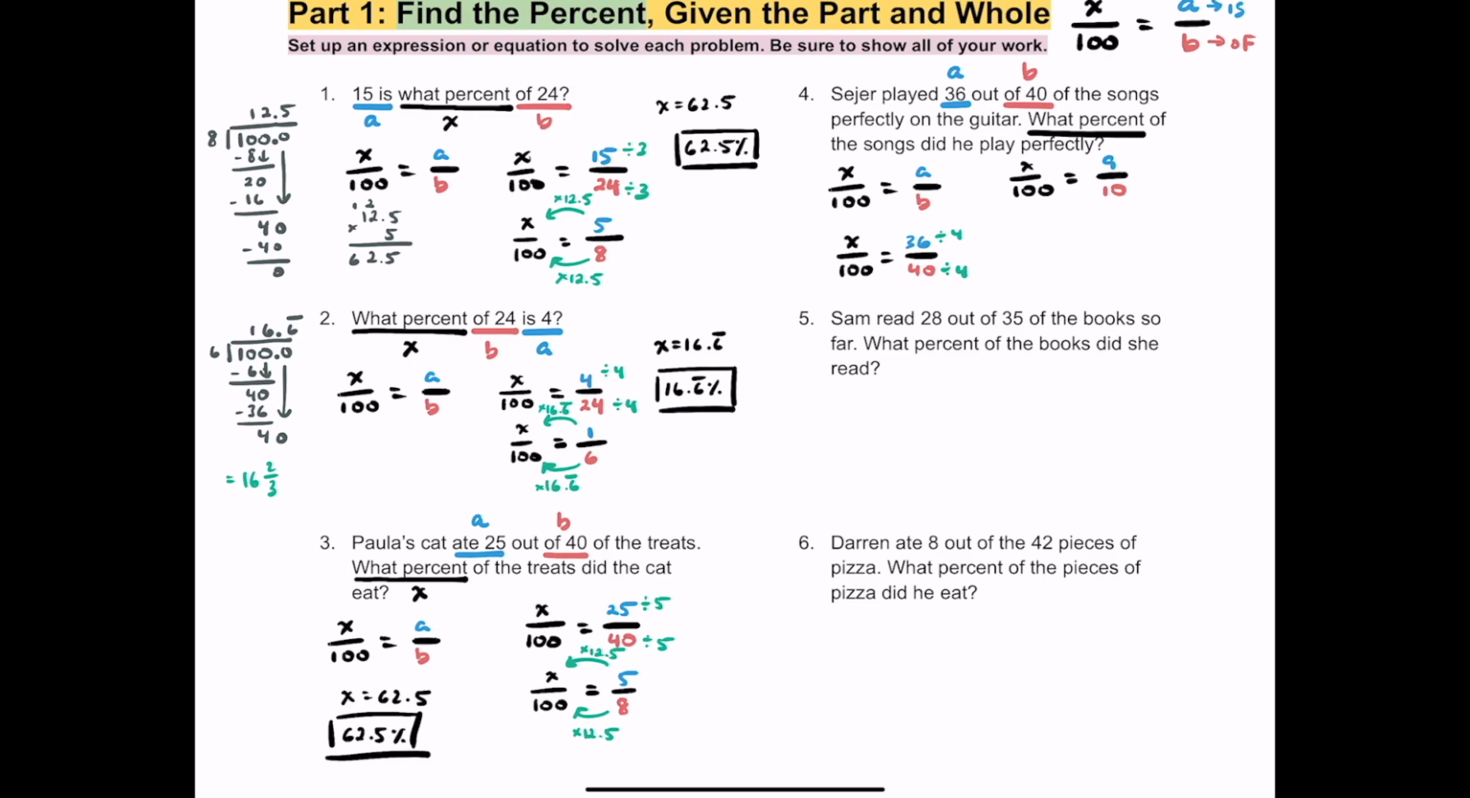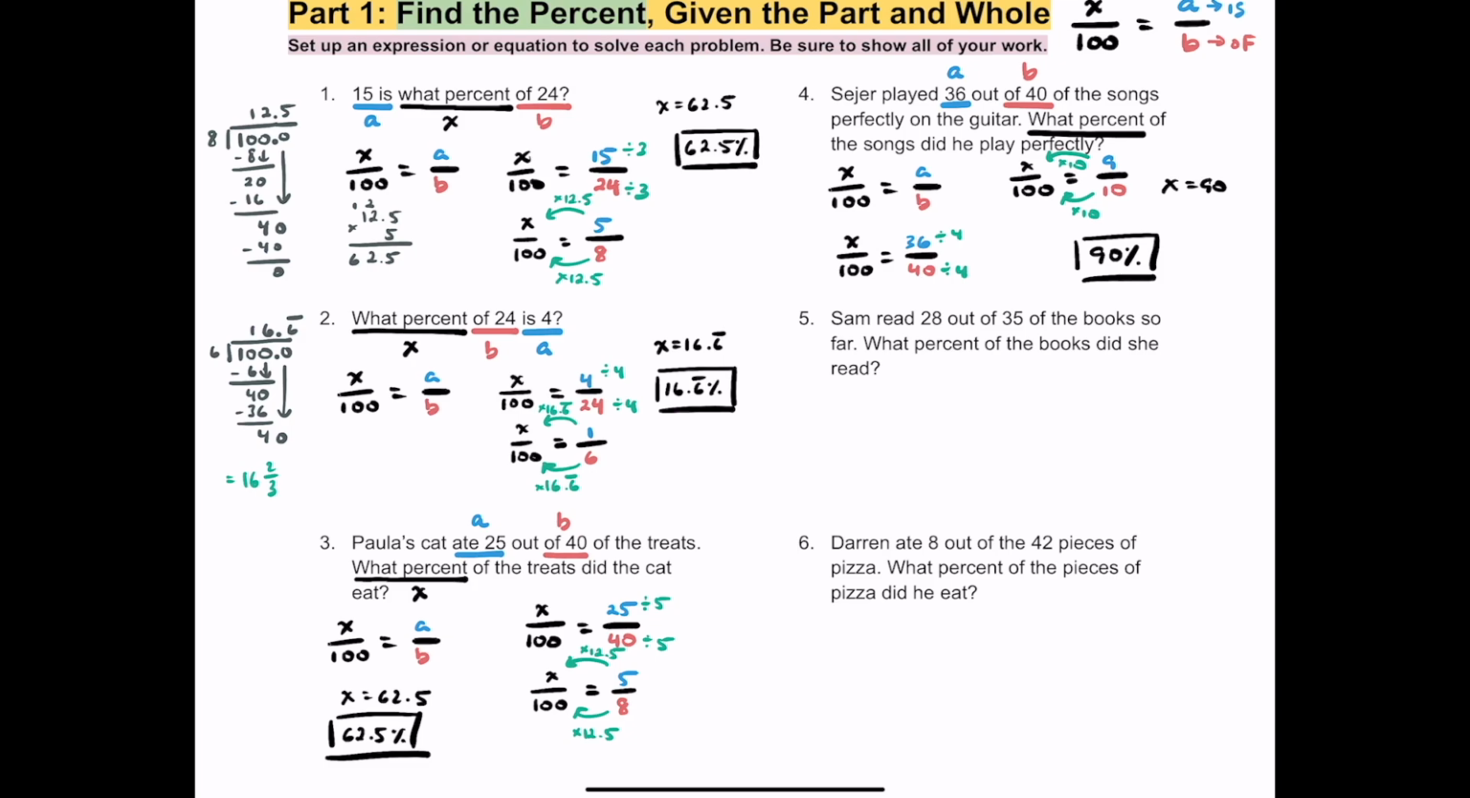Okay. This is actually really nice for us because 10 times 10 gets you 100. So 9 times 10 will get us the value of x, and 9 times 10 is going to be 90. So we can say x is equal to 90, and what percent is that? Well, x just represents the percent because it's over 100, so we played 90% of the songs perfectly. Good job, Sire.